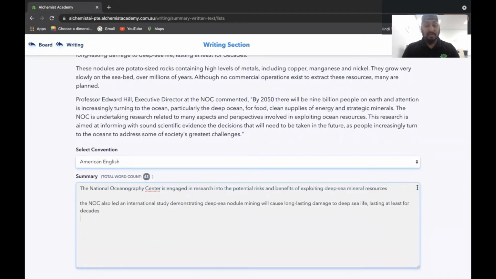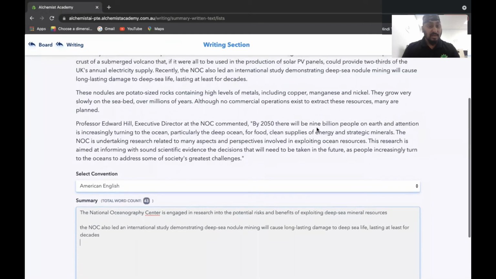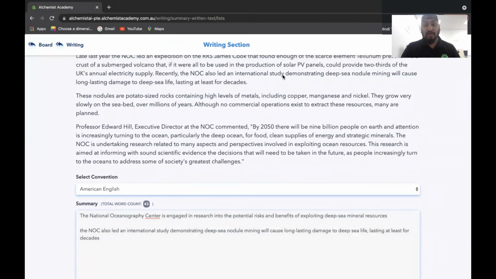Then we've already mentioned that they're demonstrating how deep sea nodule mining. Now these nodules are potato sized rocks containing high levels of metals including copper, manganese, and nickel.